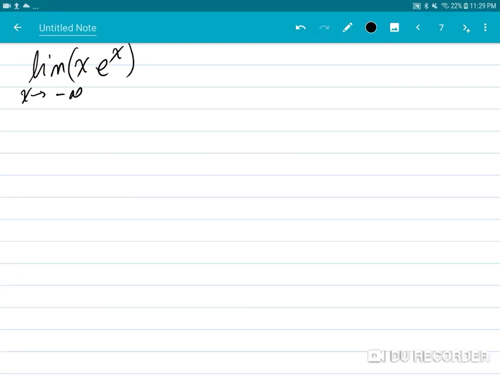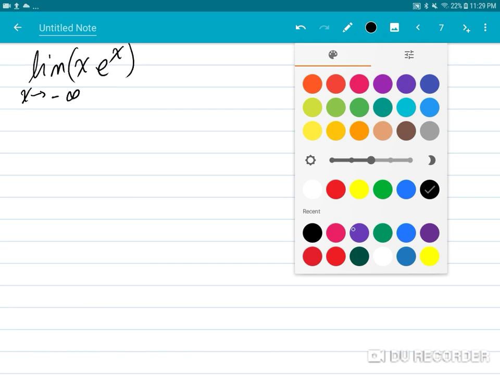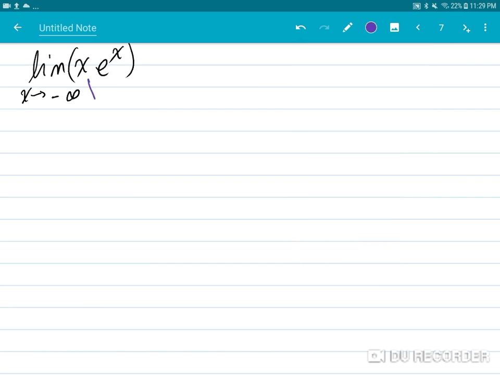This is another example: the limit of x times e to the x as x approaches minus infinity. The limit of x as x approaches minus infinity is minus infinity. The limit of e to the x as x approaches minus infinity is 0. That's because when you look at the graph of e to the x, on the left side, it goes to 0 as x approaches minus infinity.